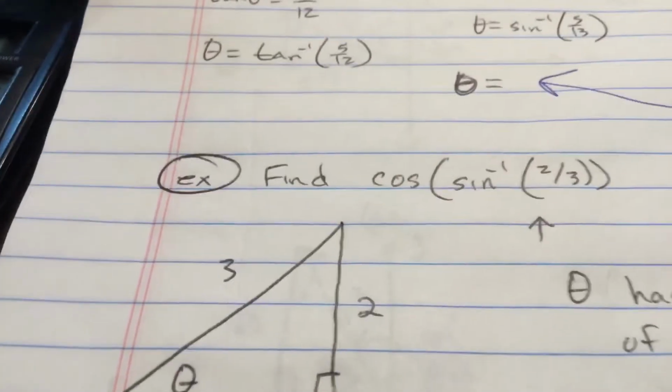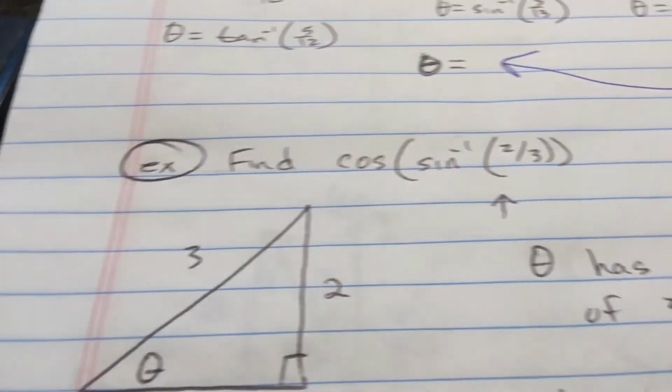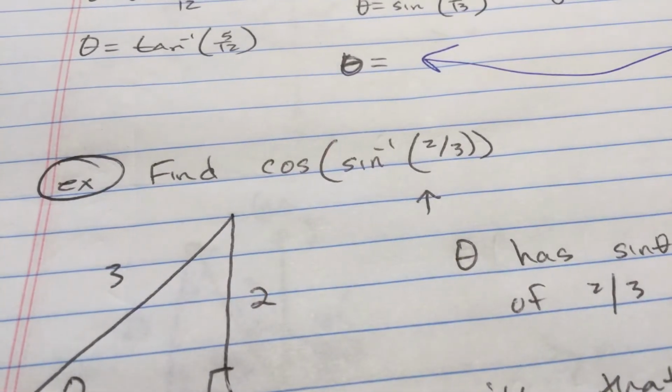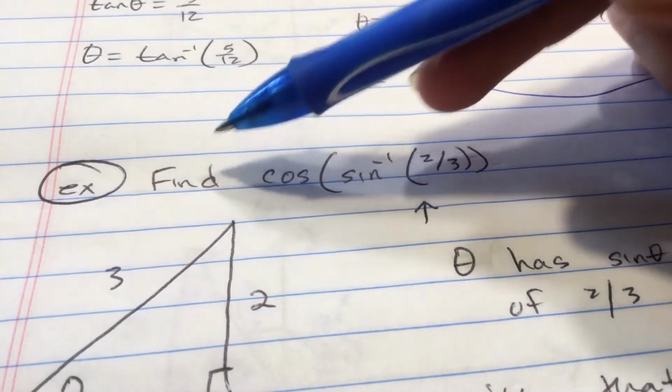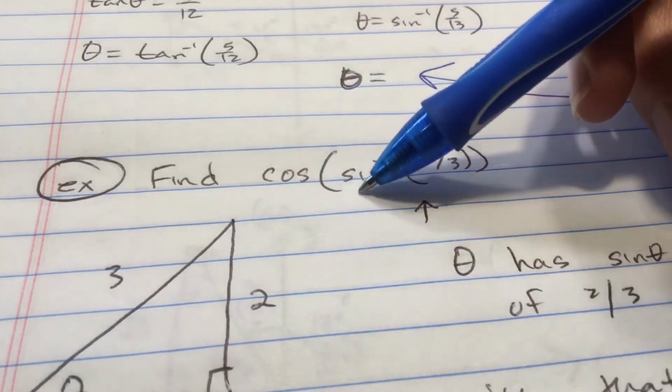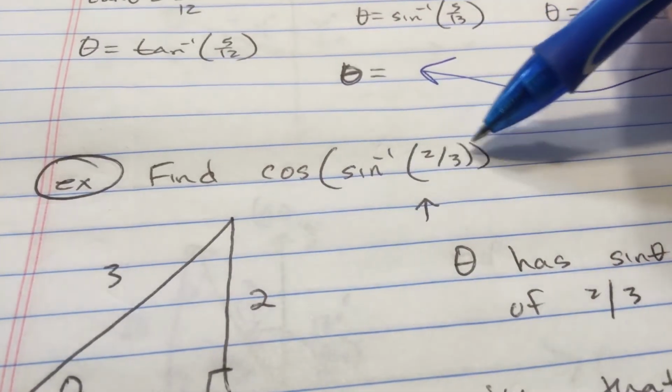All right. Now, look at this example. So you use cos inverse, tan inverse, sine inverse when we're looking for an angle. So when it's given to you in a question like this: find cosine of sine inverse 2 over 3.